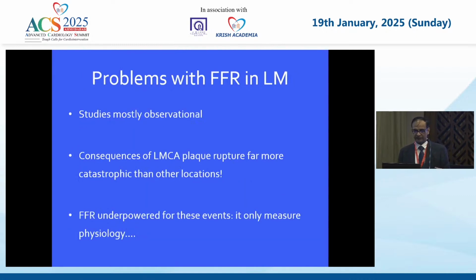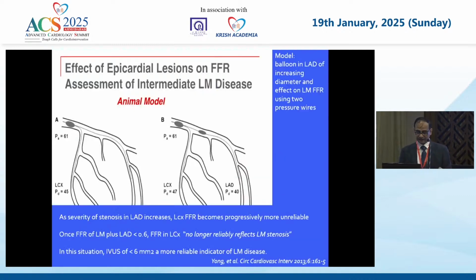What about the evidence base? Now, they're mostly observational studies, and underpowered. But there have been elegant studies in which pressure wires were passed into both LAD and LCX, and serially balloons were inflated. So you produce a stenosis in the left main with the balloon, and then gradually increase the stenosis in the LAD, and go on measuring the pressure wire from both LAD and LCX, and see at what stage the LAD disease interferes with the FFR of the circumflex when there is no disease in the circumflex.